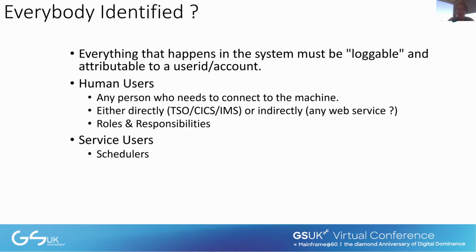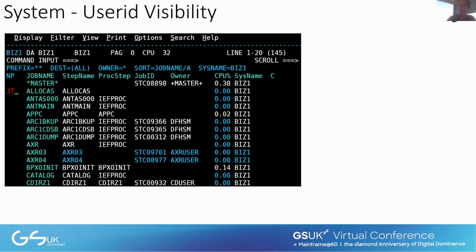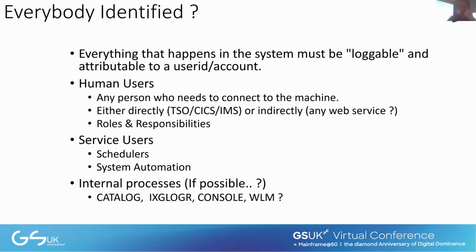We're talking about schedulers, we're talking about system automation, and where is that? Oh, my slide is okay. There we go. System automation and internal processes. Well, there's all sorts of stuff that happens. Oh, there's a delay. Sorry, there's a delay on when I change. Okay, excuse me. Internal processes. We're talking about things like catalog, logger address space, console, stuff like that. They run all the time in z/OS, but they run under what user ID? They have a lot of power, so we need to be able to check them.